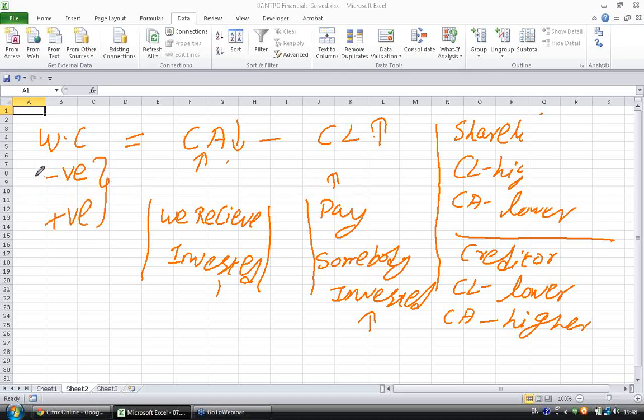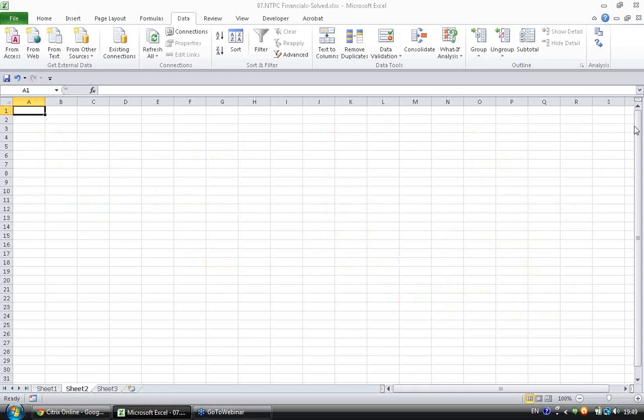So if somebody asks what you would prefer as a working capital, the answer is, it depends from whose perspective. A shareholder would prefer a negative working capital, whereas a creditor would prefer a positive working capital. He would ideally want this number to be as high as possible. All right? With this small introduction, let's go ahead and calculate all the liquidity ratios.